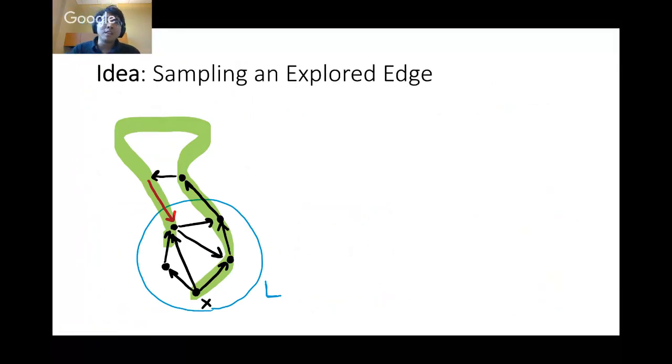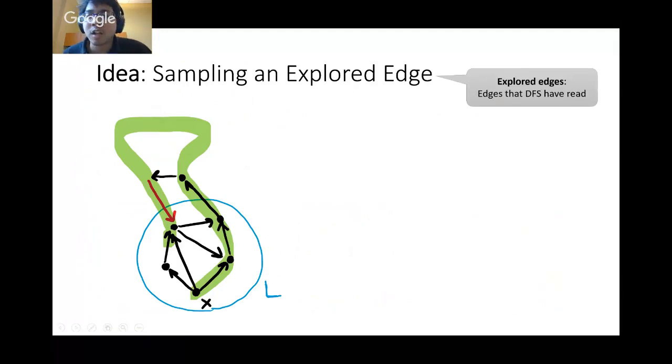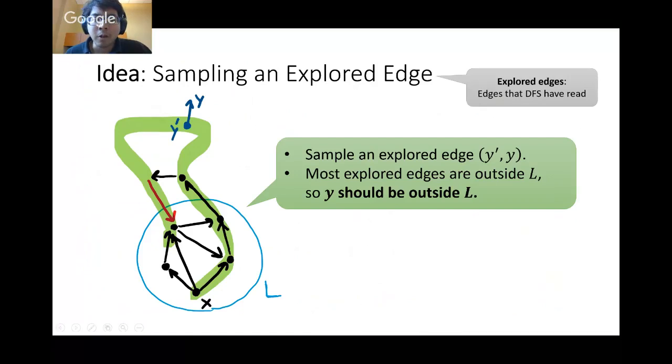So what's the idea? This is a key idea and a very simple one. We just do the sampling on some explore edge, where an explore edge is just an edge that you have read. Suppose you sample an explore edge y prime to y. Because we know that we have explored many more edges than new edges, most of the explore edges are outside L. So if you sample this edge y prime to y, y should be outside L.